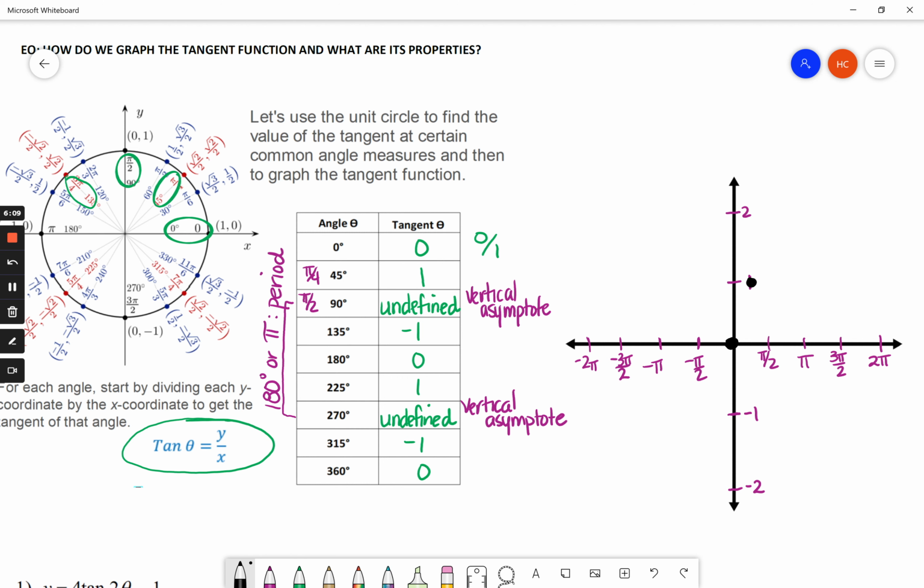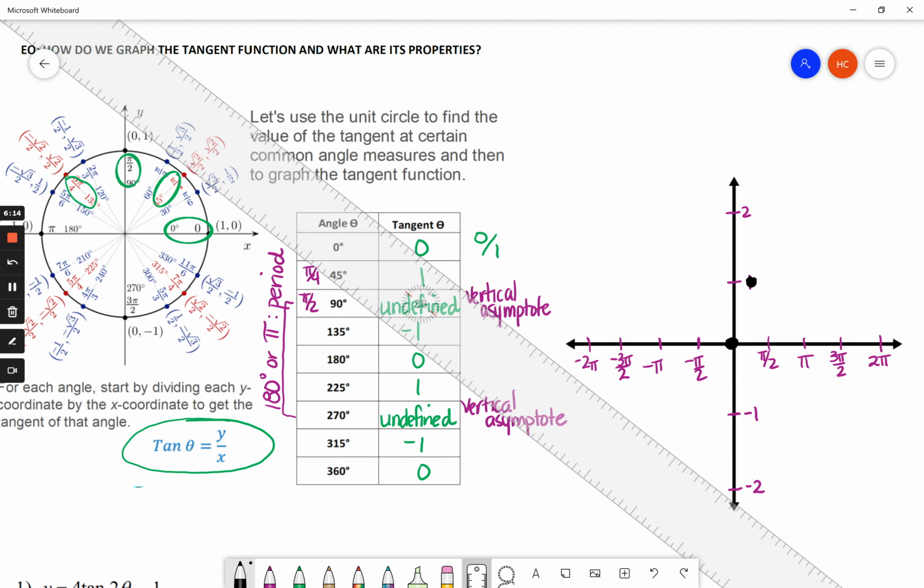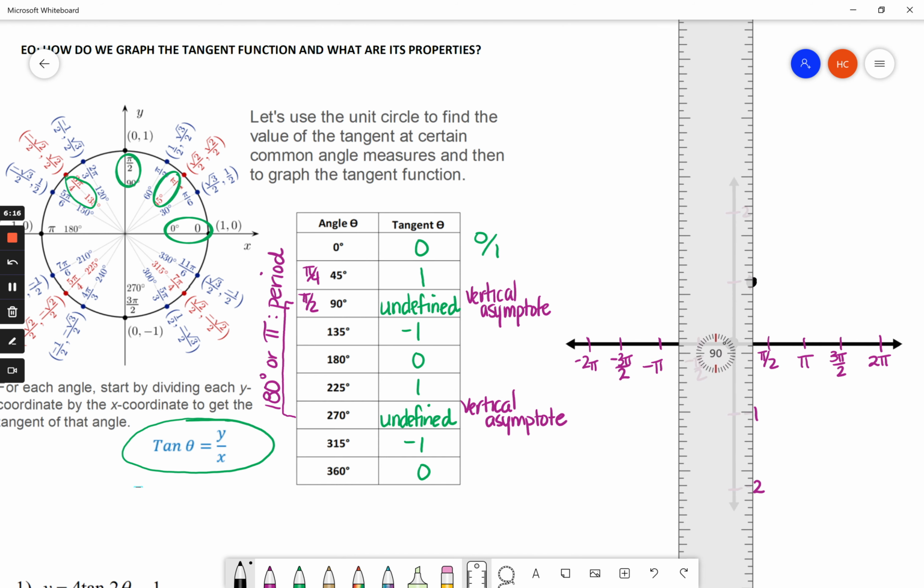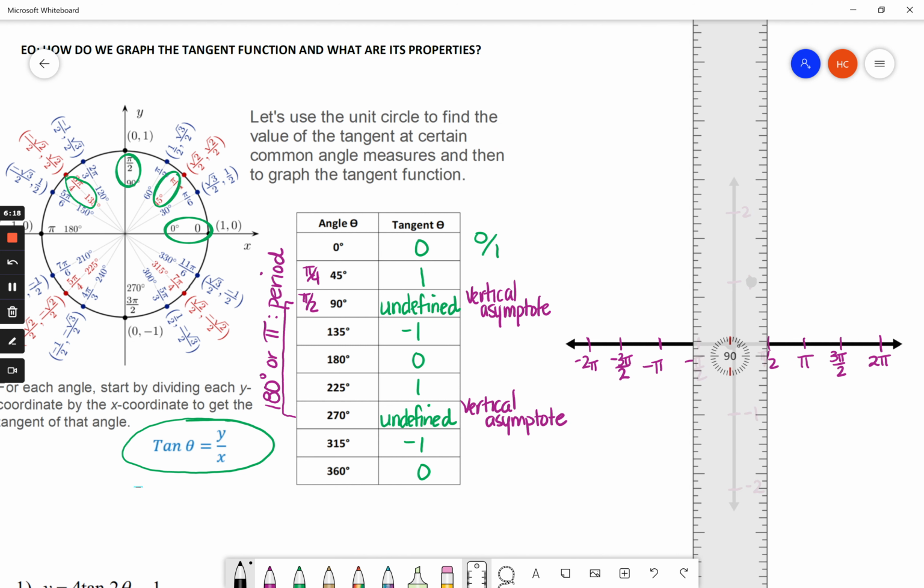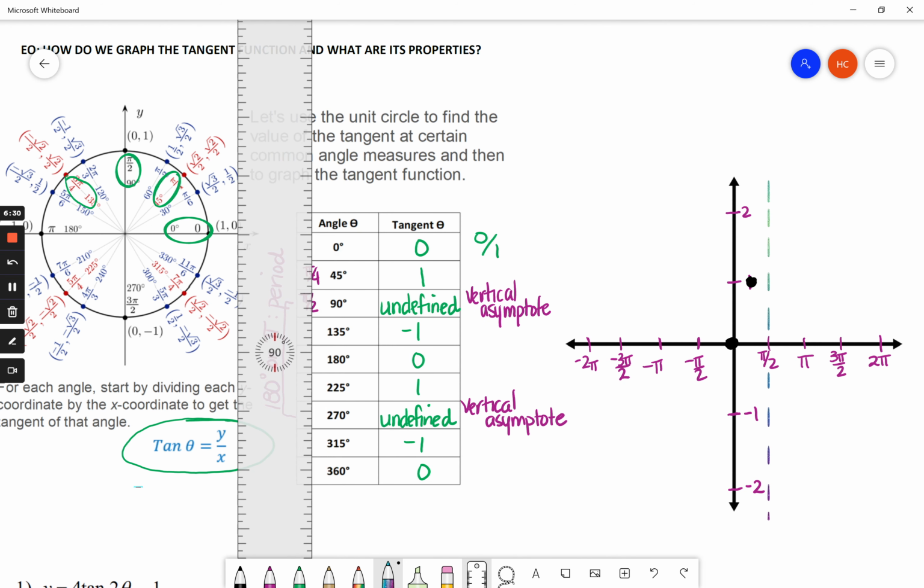And then at 90 degrees, or at pi over 2, we had an undefined value. So I'm going to use my ruler right here, and we're going to draw a vertical asymptote at that value. Vertical asymptotes are always drawn with vertical dash lines, okay?